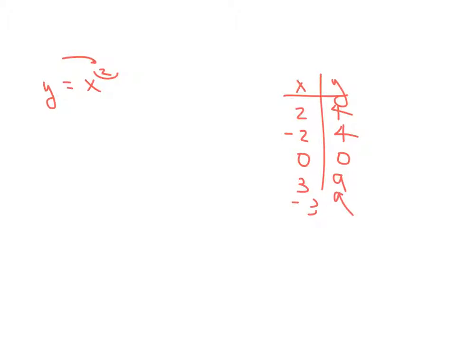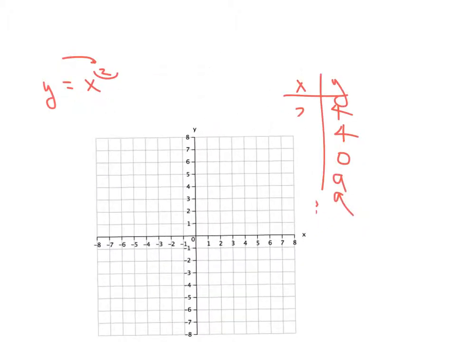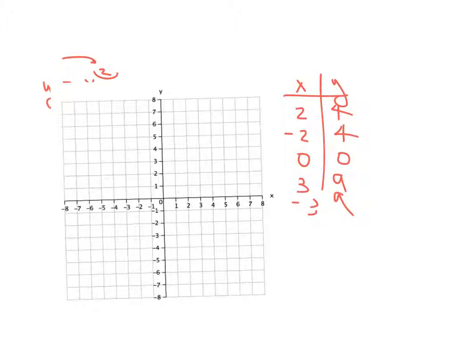So what happens when we graph this? Let me get a graph up here for us. There we go. And we graph what's there, and we'll do it in blue. So 2, 4, negative 2, 4, 0, 0, 3, 9, negative 3, 9. If we draw a line here and we make our curves fit that a little bit and be smooth, that is called a parabola.